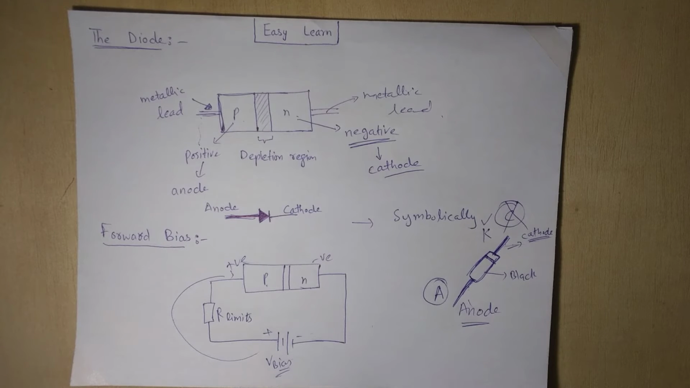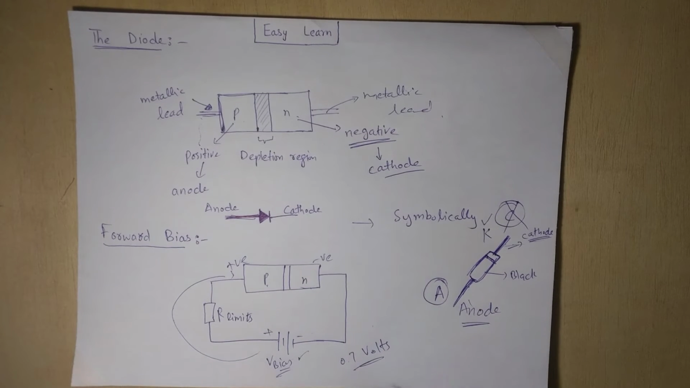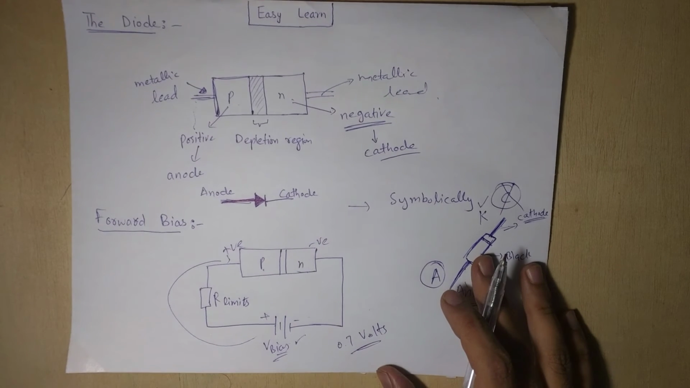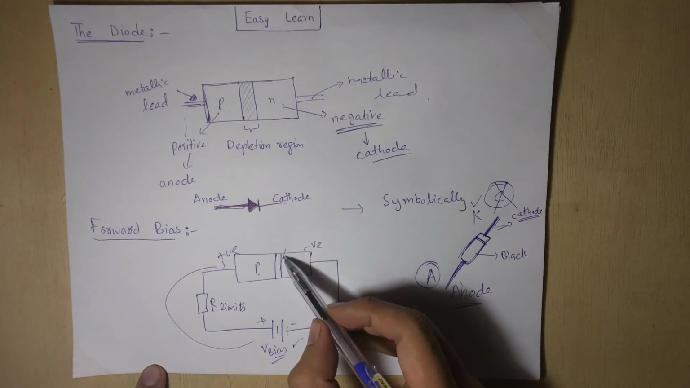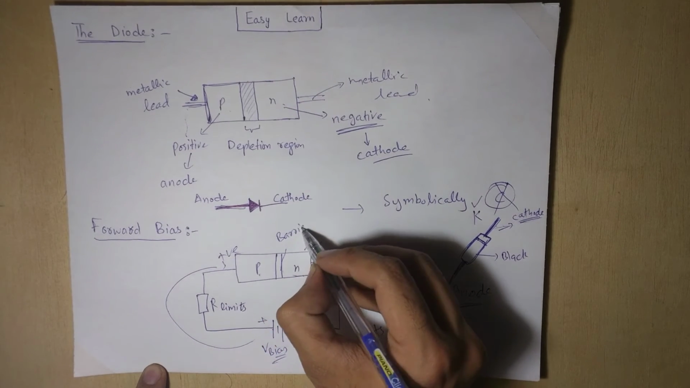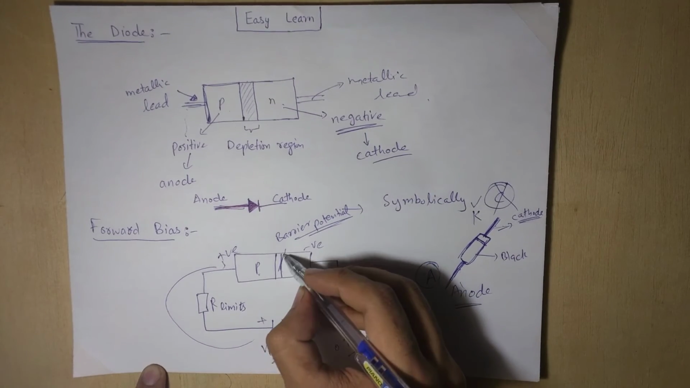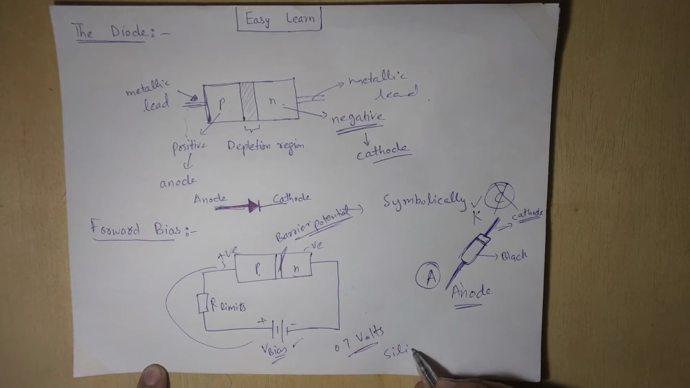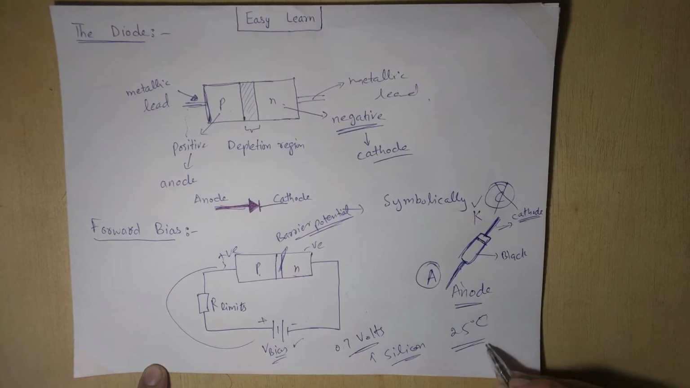The second requirement is also very important. The V bias that I am using must be greater than 0.7 volts. As I already explained in my previous videos, it should be greater than 0.7 volts because there is a barrier potential. For silicon, the barrier potential is 0.7 volts at 25 degrees C room temperature.